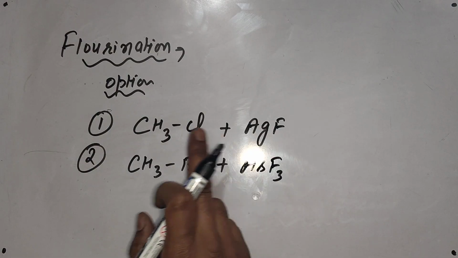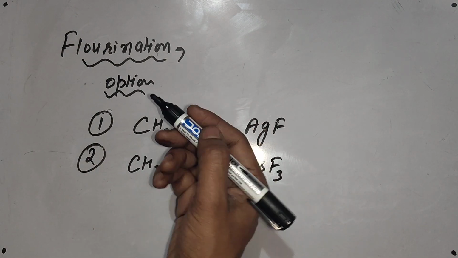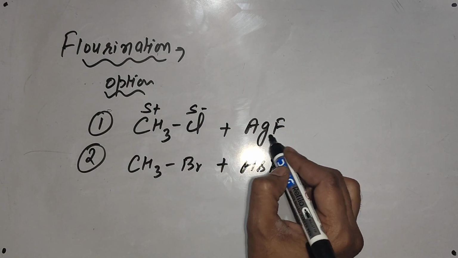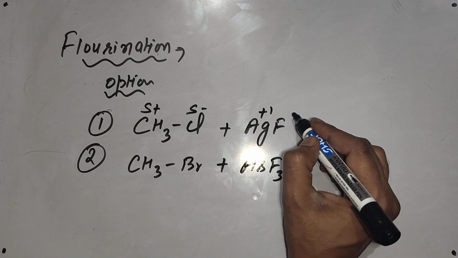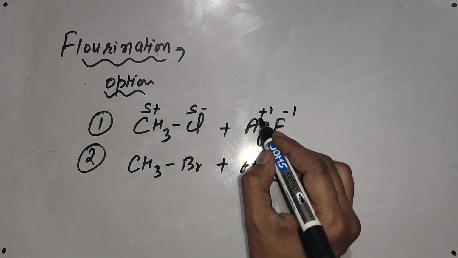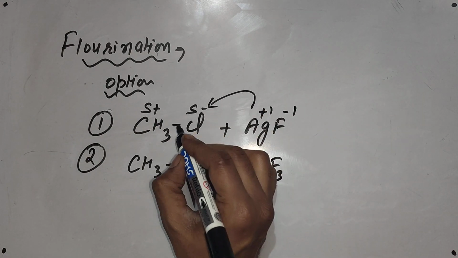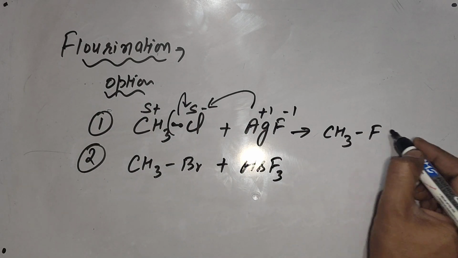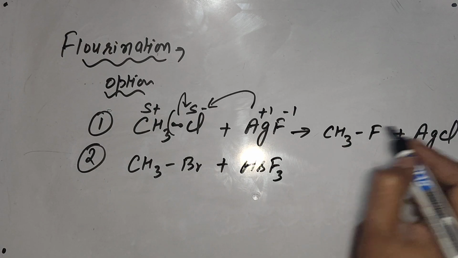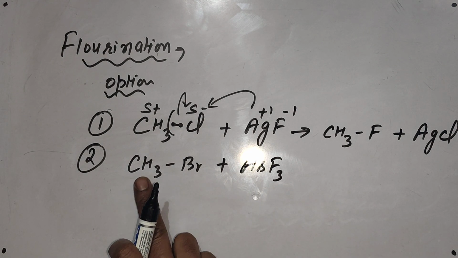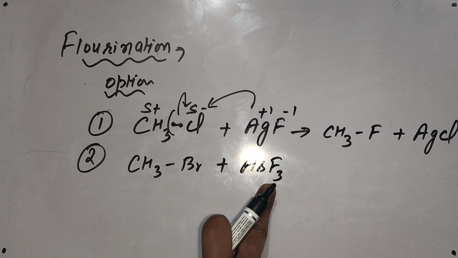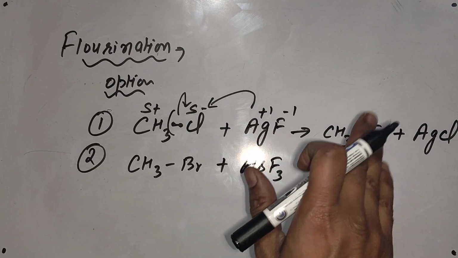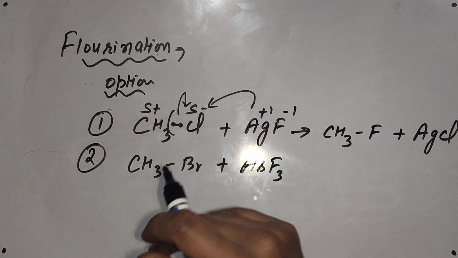Now if I am going to react silver fluoride with CH3Cl, due to the electronegativity difference one carries a positive charge and one a negative charge, and in silver fluoride we know silver is carrying a +1 charge and fluorine a -1 charge. Positive will attack negative, negative will attack positive, bond breakage will happen and you can get CH3F. The side product will be AgCl. In the same fashion, you can replace bromine by fluorine. It is a much safer process as compared to direct fluorination. This is the first option that we can adopt.